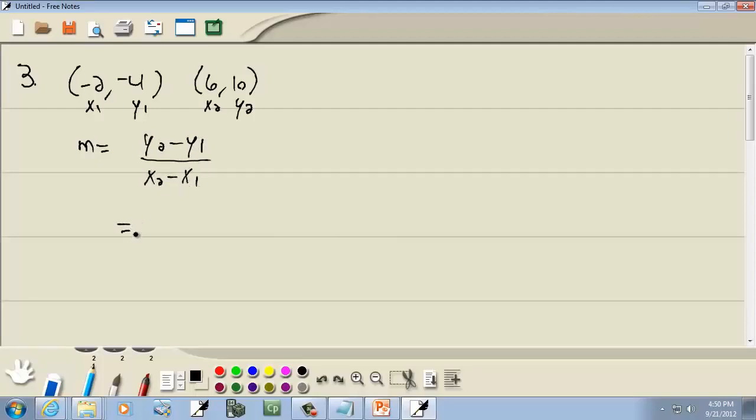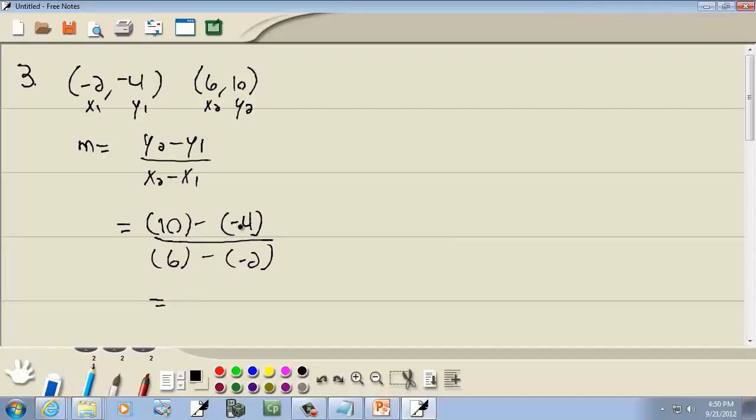You'll find that whenever you're using a formula in math, if you write it down every time you use it, it'll help cement that in, and it'll just become second nature to you. Now, it's especially handy if you mess up on signs to go ahead and replace your variables with parentheses first, and then plug in your numbers. Now, we said y2 was 10, y1 is negative 4, x2 is 6, and x1 is negative 2.